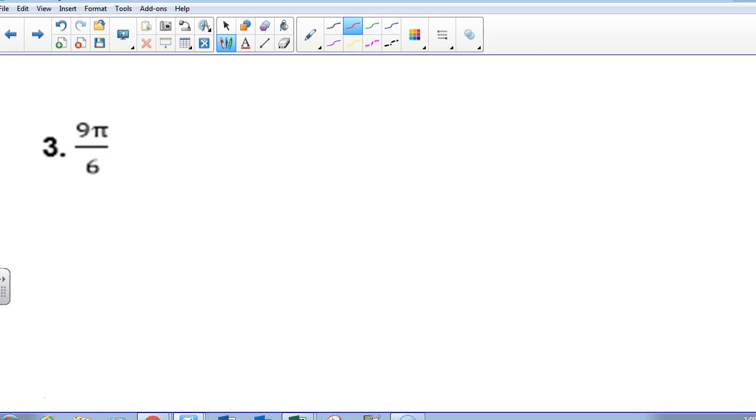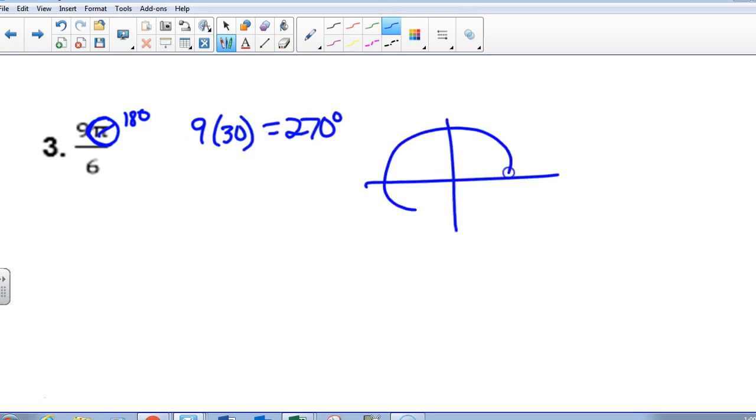For number 3, put this one on here because it's weird in a couple ways. First of all, it's not reduced. I want to teach you a little trick to convert quickly to degrees. Pi is the same as 180, yes? So if I think of that as a 180, 6 goes in there how many times? So then I have 9 30s, which is 270. So do you know how to draw a 270?